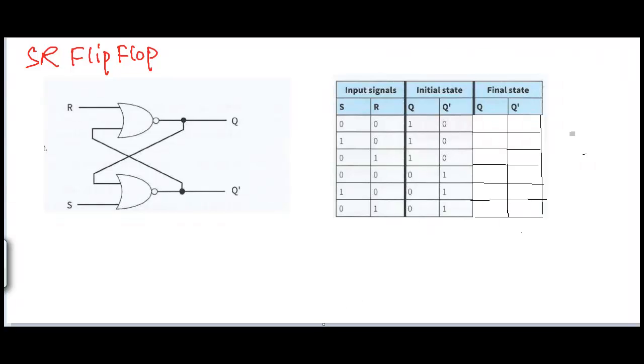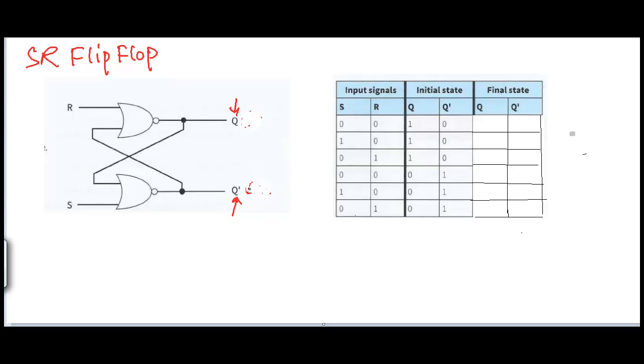Okay, so this is our SR flip-flop, and let's see how this works. See, this is Q and this is Q bar, meaning Q bar is going to be opposite to Q. So when Q is 1, Q bar is going to be 0, and when Q is 0, Q bar is going to be 1, right? So these are the opposites of one another. Okay, let's get started.